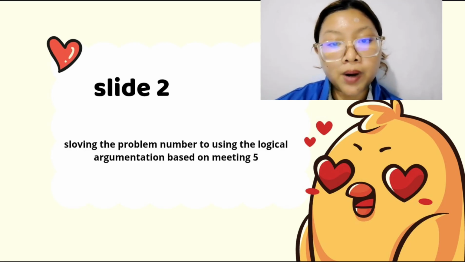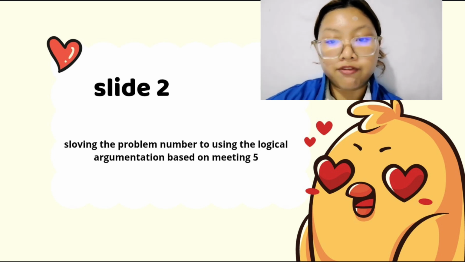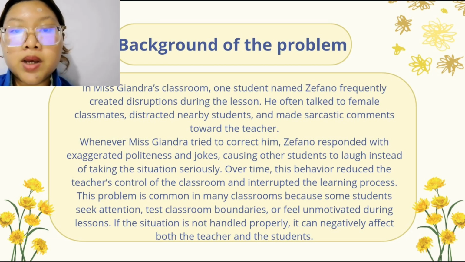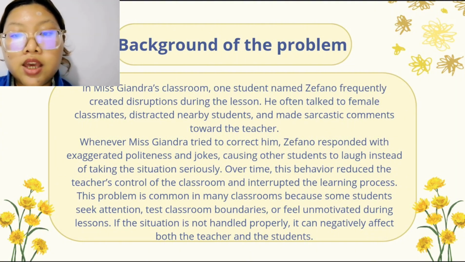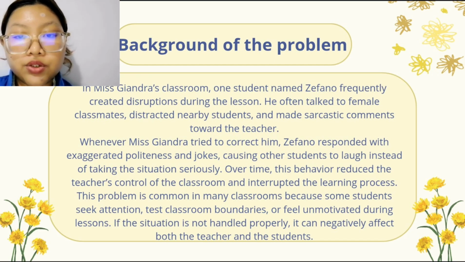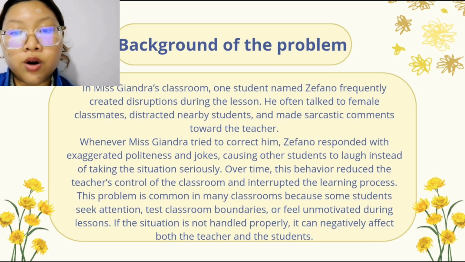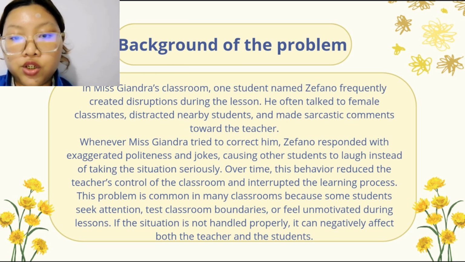Slide 2. Solving the problem using logical arguments based on meeting 5. Background of the problem. In Miss Gandaria's classroom, one student named Zefano frequently created disturbances during the lessons. He often talked to female classmates, distracted nerdy students, and made sarcastic comments toward the teacher. Whenever Miss Gandaria tries to correct him, Zefano responds with exaggerated politeness and jokes, causing the other students to laugh instead of taking the situation seriously.